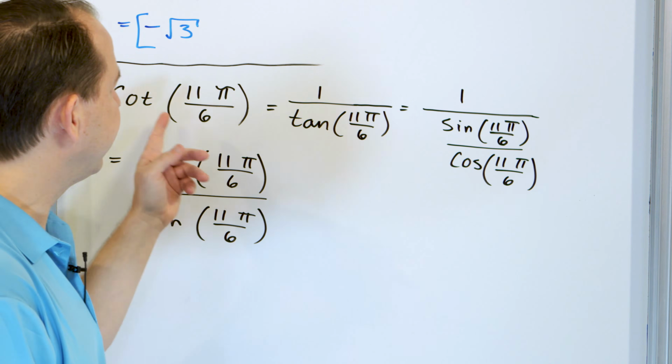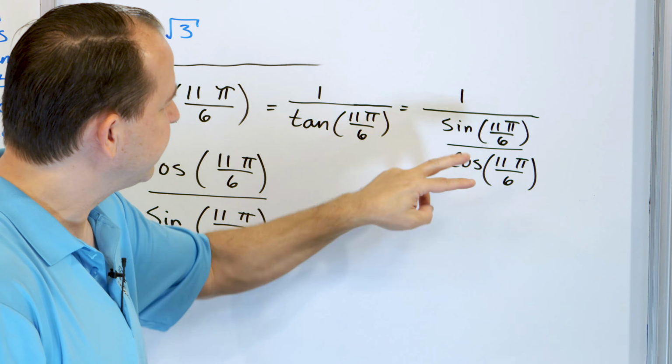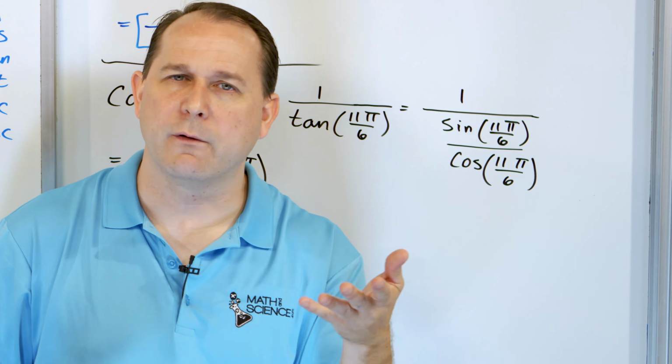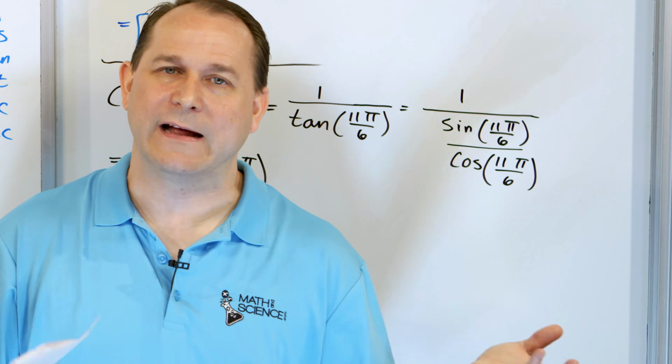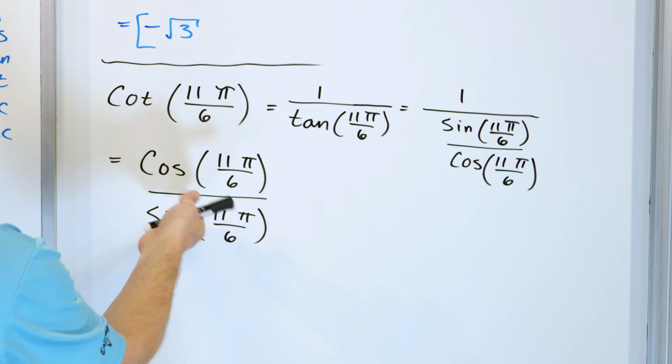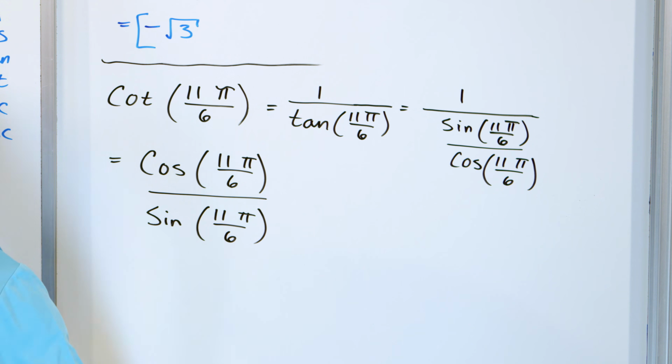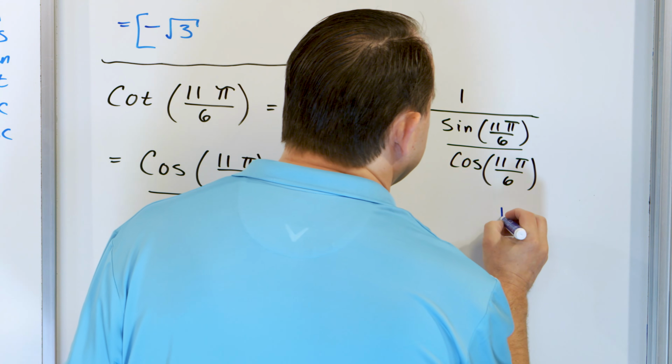But the way you get there is you say, oh, it's 1 over tangent, 1 over sine over cosine, flip and multiply. But really, going forward, tangent is sine over cosine. Cotangent is cosine over sine. That's how you should remember it. So we need the cosine and the sine of this angle, so we need to figure out where this angle is.